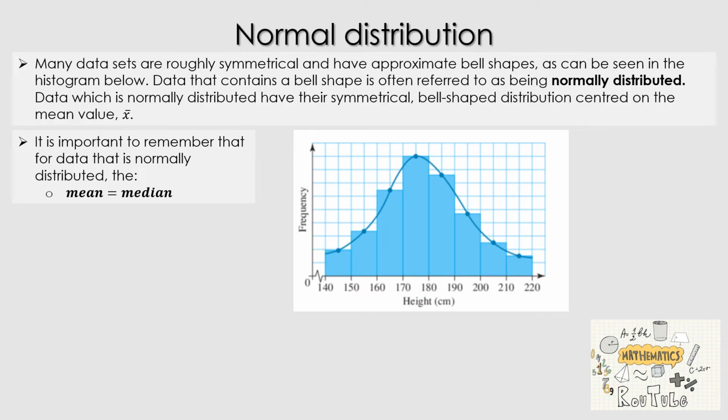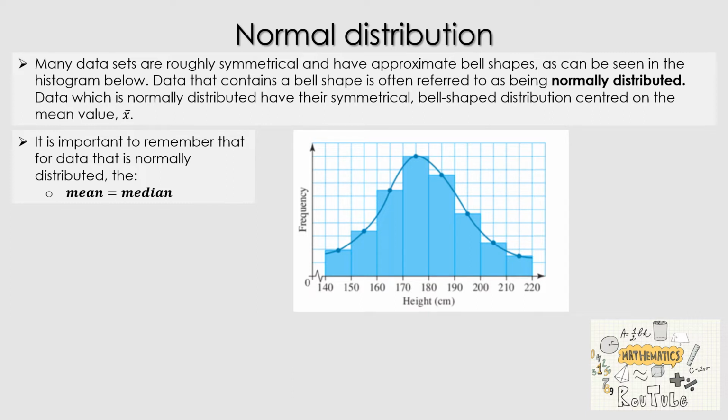Okay, so let's begin having a look at normal distribution and understanding what it is and what it looks like. Many data sets are roughly symmetrical and have approximate bell shapes, as can be seen in the histogram below. If you do get data or a graph that does contain a bell shape, it's often referred to as being normally distributed.